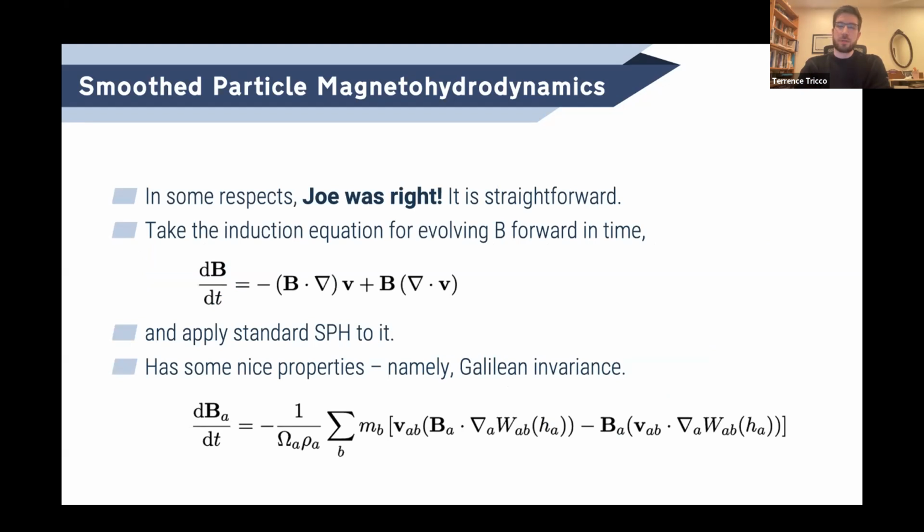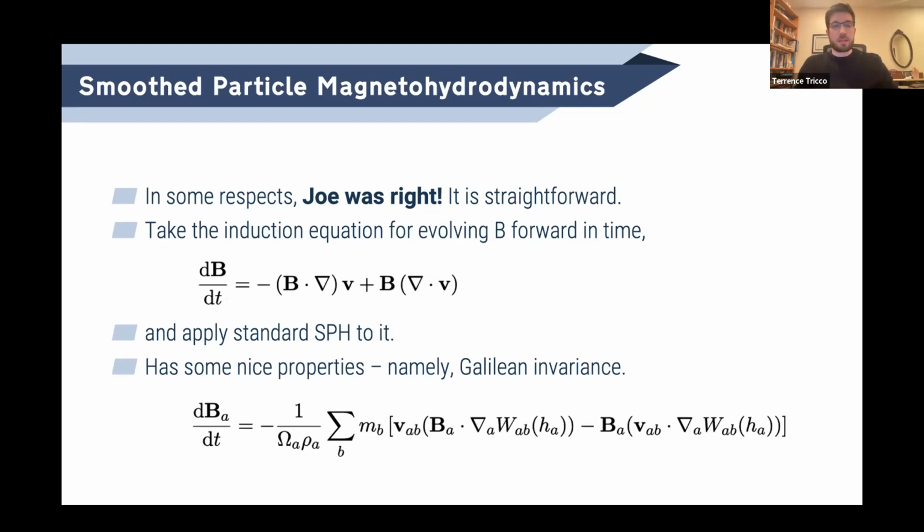In hindsight, it is straightforward what you need to do. There were a lot of dead ends that people took and a lot of twists and turns in getting to the modern SPMHD that we use nowadays. But in hindsight, it is relatively straightforward. You take the induction equation for evolving B forward in time. This is just the continuum equation for how to evolve B with respect to time. And you just discretize this in a standard SPH way.